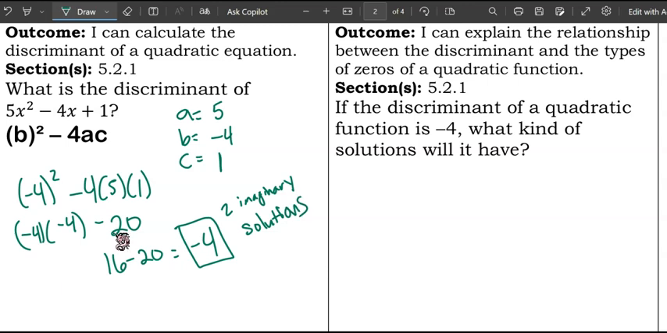And that would go in for the next one. For I can explain the relationship between the discriminant and the types of zeros of a quadratic function.